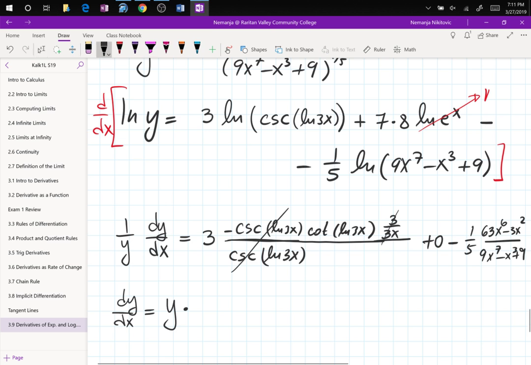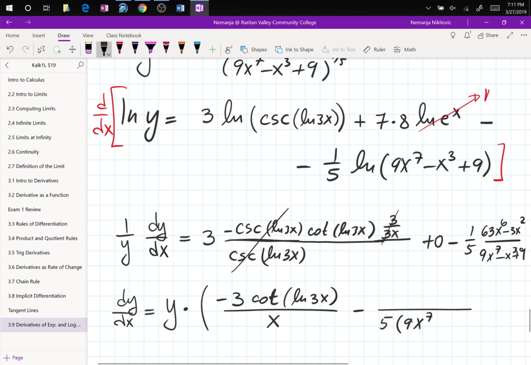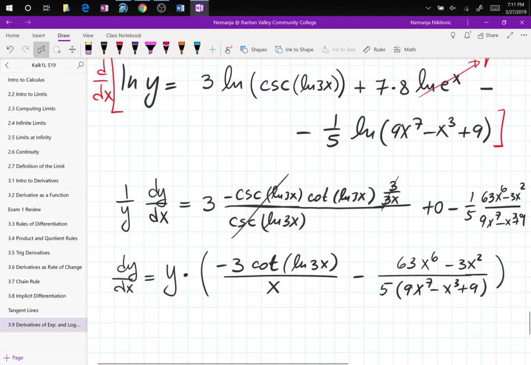We have negative 3 cotangent of ln 3x divided by x. 0 is gone. Minus 5 times in the denominator, 9x to the 7 minus x cubed plus 9. And the numerator is 63x to the 6 minus 3x squared. And all I need to do is to fill in what y is.